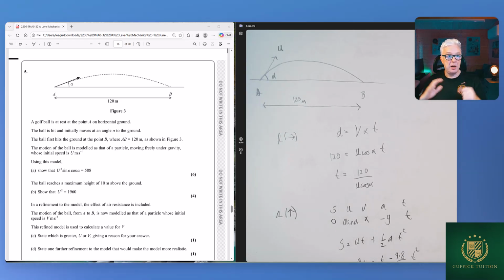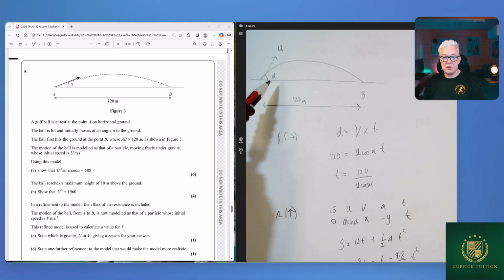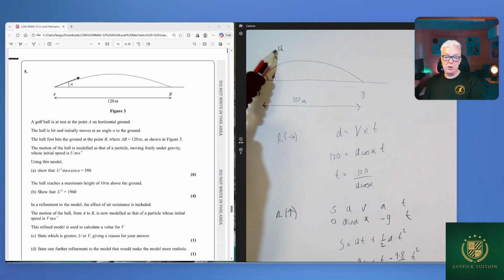So that's going to be our overview of what we're going to do. We're going to resolve horizontally, we're going to resolve vertically, and when we've done that, we're going to have 2 equations and we're going to eliminate t from those equations. So let's get our sketch. It's a pretty simple sketch in this case. We've just got A and B 120 meters apart, initial speed u and angle of elevation alpha.